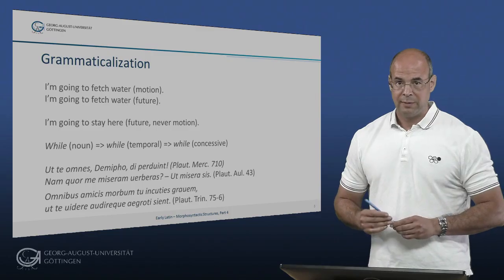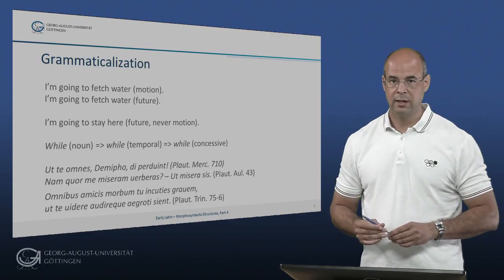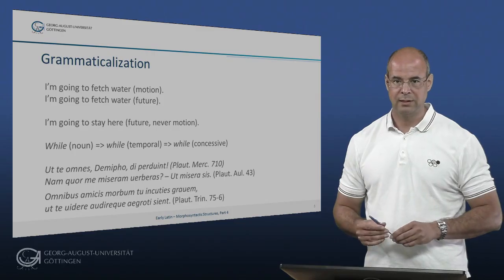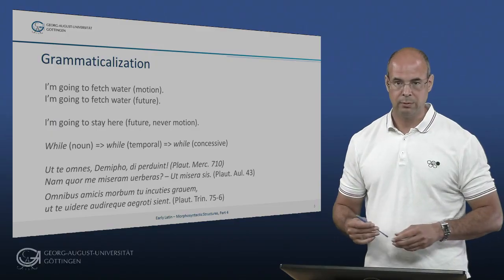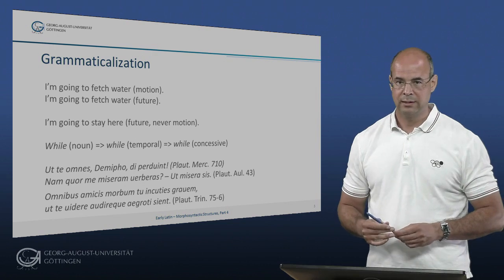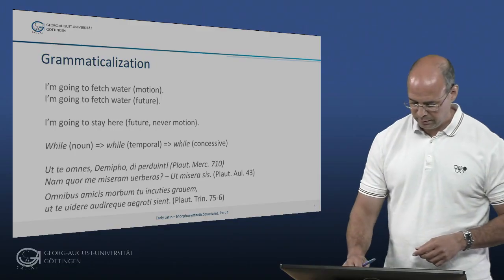Let's move on to grammaticalization. Grammaticalization means that a lexical item turns into a grammatical function word, or that a grammatical morpheme has its meaning bleached out and becomes what we call more grammatical. I have mentioned that many Latin prepositions go back to nouns. We see similar things in English.